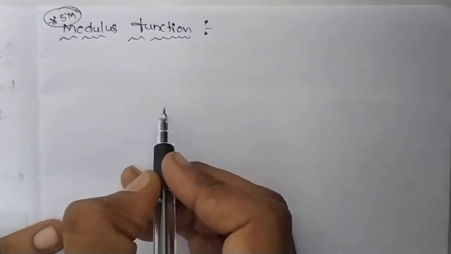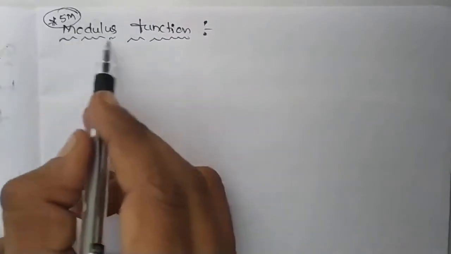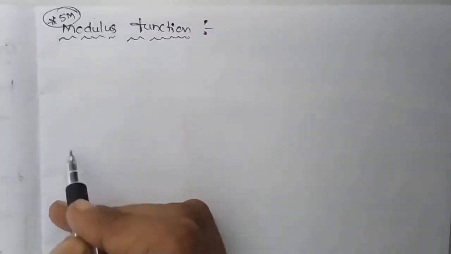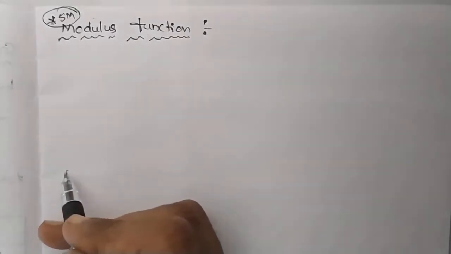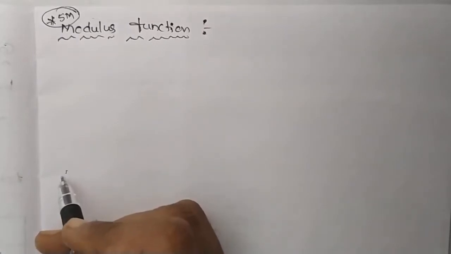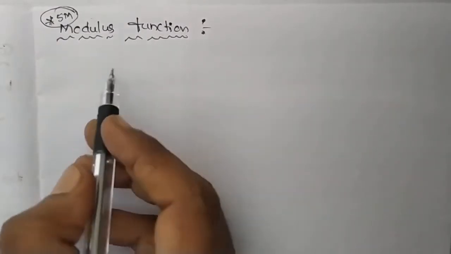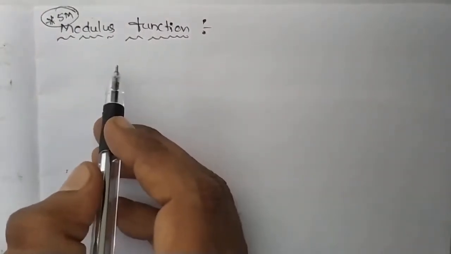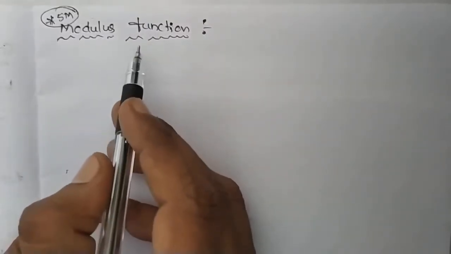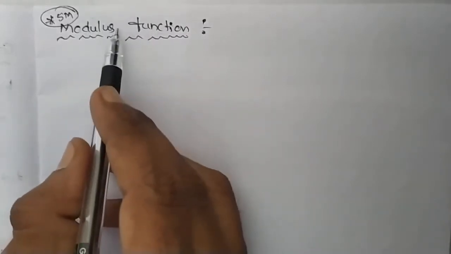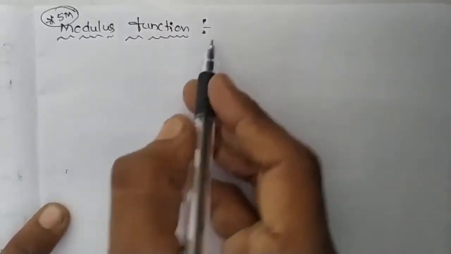How are we going to define a modulus function? I think you already have a little bit of an idea about the word modulus. Modulus of -1 is +1, modulus of -2 is +2, modulus of -3 is +3, right? Like that, we are going to define this modulus function. We are also very familiar with the word modulus. Here we are going to draw a graph for the modulus function.